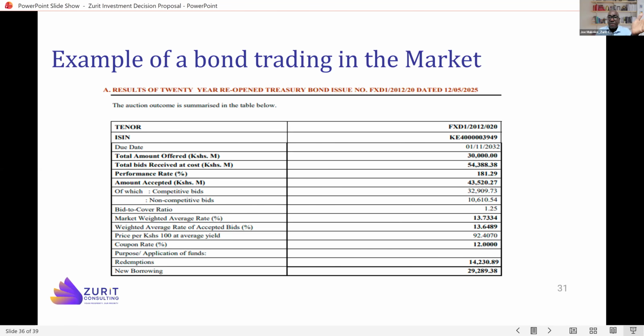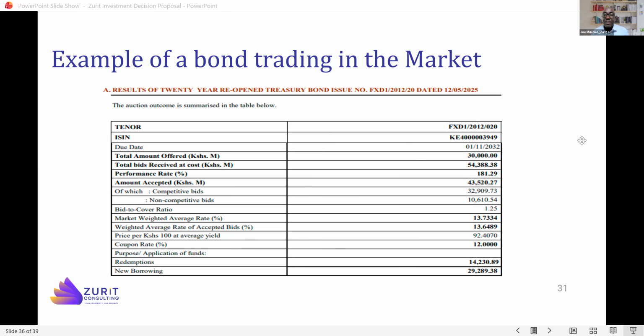Then what is the tax? For example, this is a bond that was issued this year. It's been reopened in the market. And you can see the government wanted to raise 30 billion from it. But they received bids of 54 billion. They didn't accept all the 54 billion. They accepted 43 billion. Out of which competitive bids were about 32 billion, non-competitive bids were 10 billion.